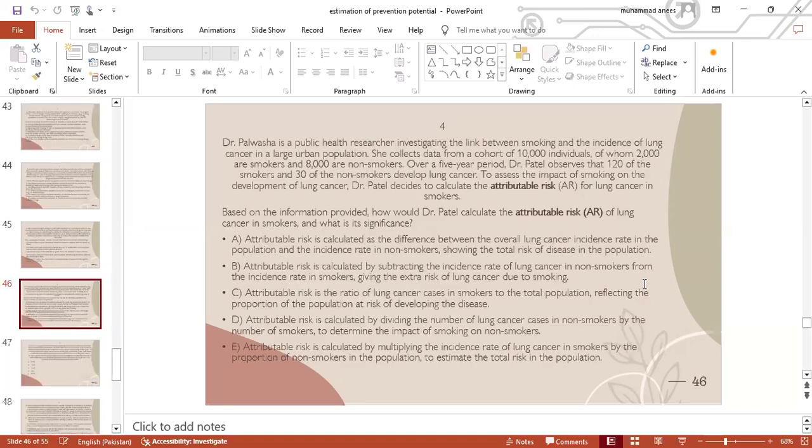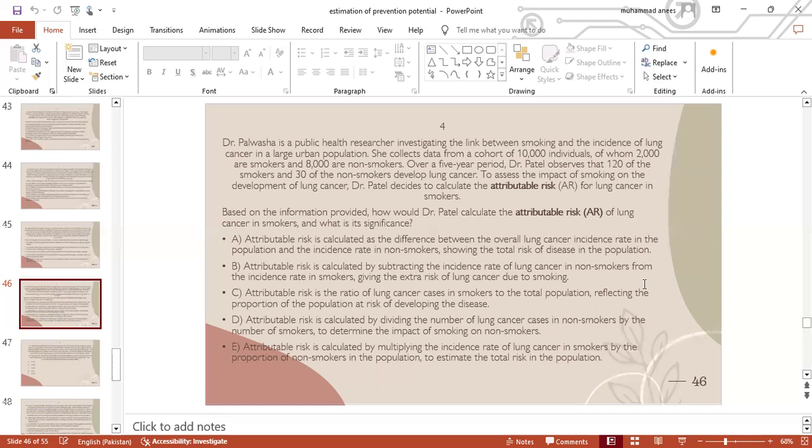Four, Dr. Palvasha is a public health researcher investigating the link between smoking and incidence of lung cancer in a large urban population. She collects data from a cohort of 10,000 individuals, of whom 2,000 are smokers and 8,000 are non-smokers, over a 5-year period. The doctor observes that 120 of the smokers and 30 of the non-smokers develop lung cancer. To assess the impact of smoking on development of lung cancer, the doctor describes the calculation of attributable risk for lung cancer in smokers. So, based on the information provided, how would the doctor calculate the attributable risk of lung cancer in smokers, and what is its significance?